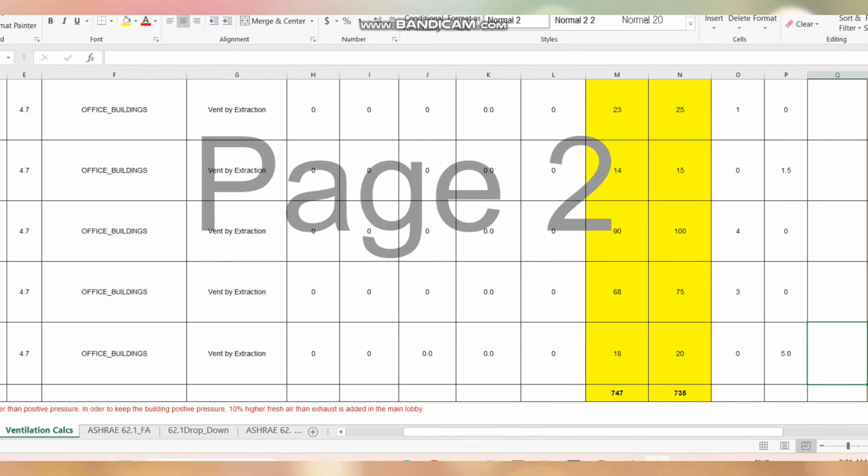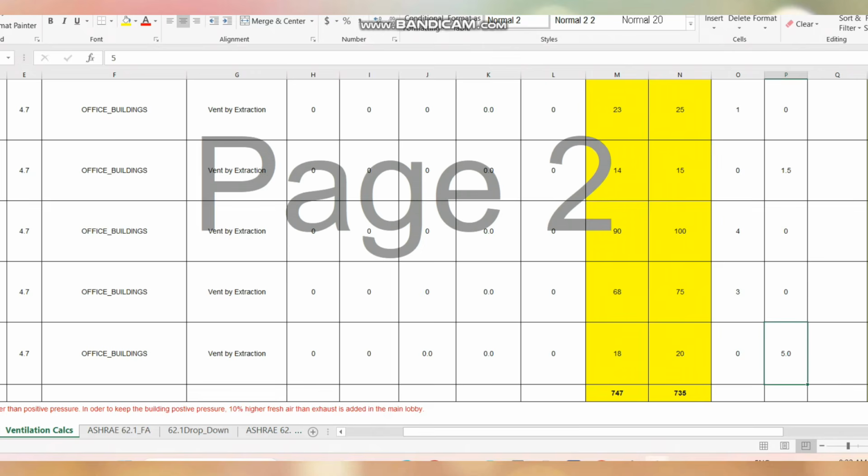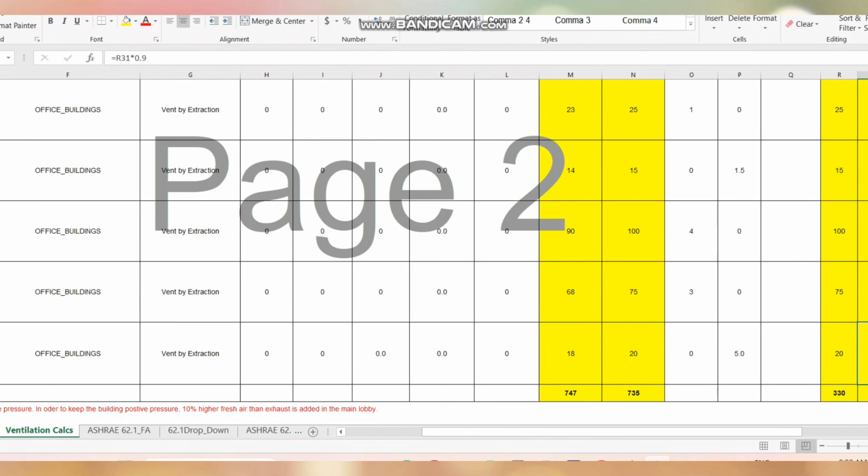Now for the janitor room we have to see the same ASHRAE to find out the answer. And if you go to the ASHRAE for the janitor room, you can see it is like 5 liter per second will be there. So you can see here janitor closet. So 5 liter per second per meter square. So in our case we have 4 meter square. So the Excel will automatically find out the value 20 liter per second, and we have to maintain the positive ventilation here.